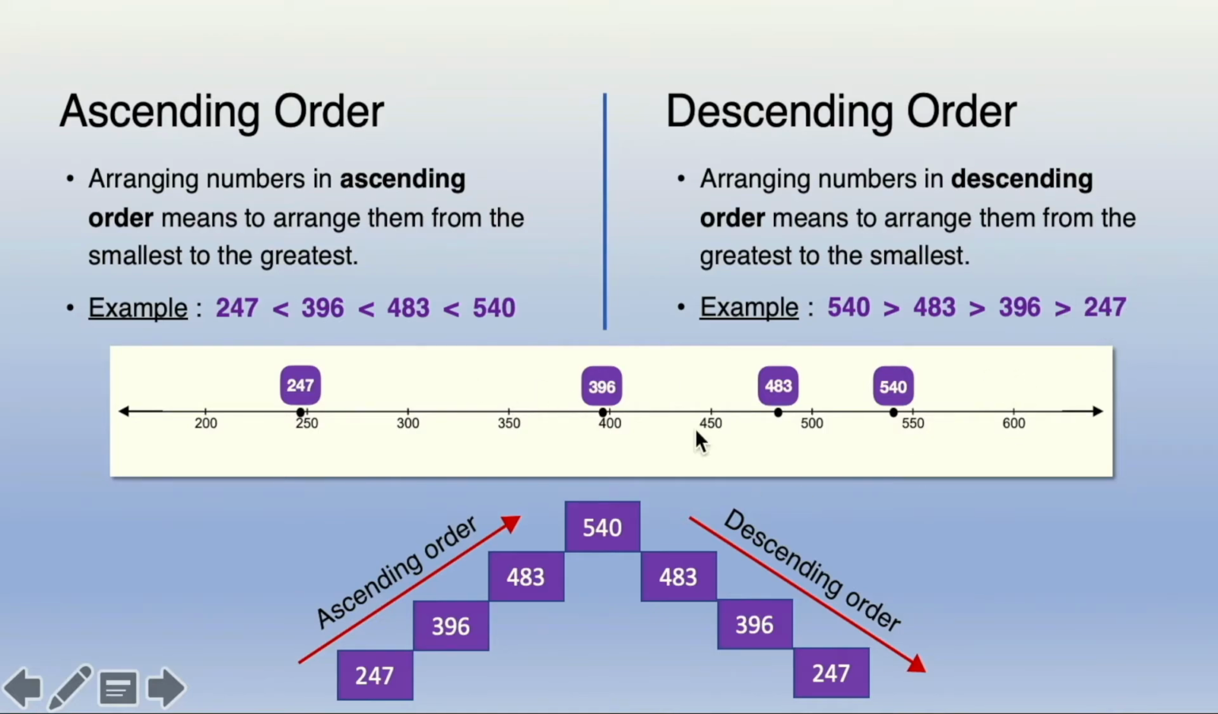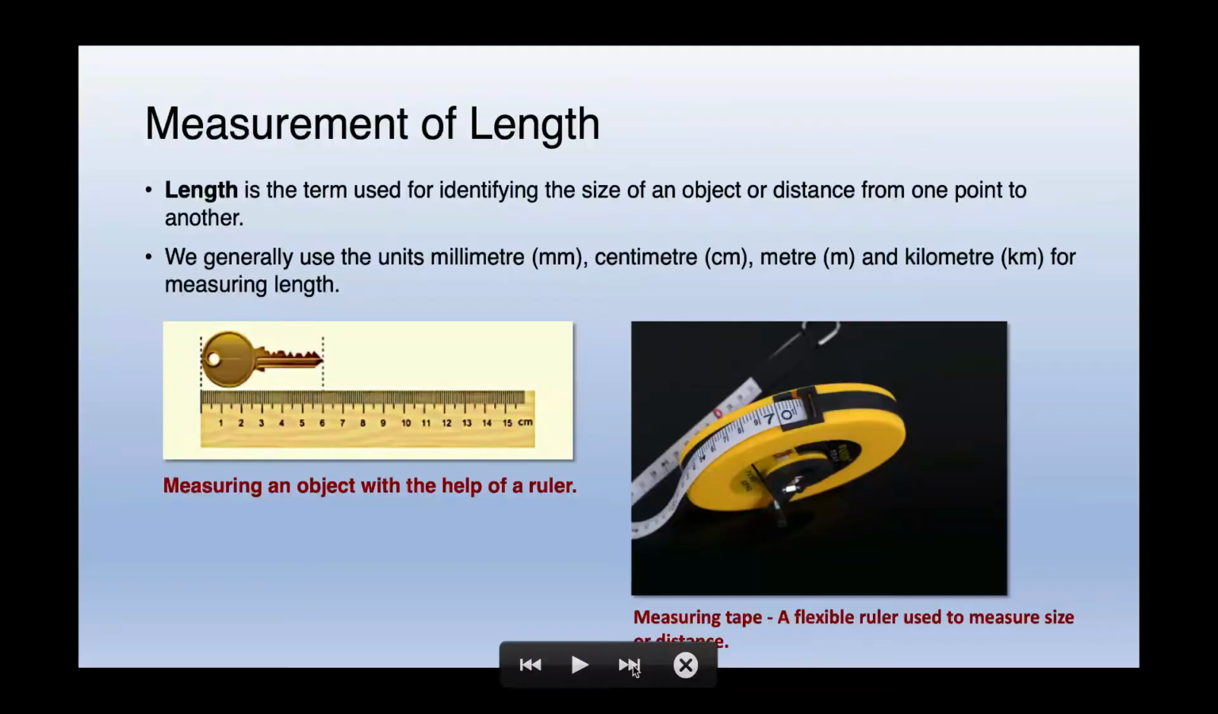So along the number line, when we are arranging numbers in descending order, we are moving from right to left. First comes the number 540, which is greater than the number 483, which is greater than the number 396, which is greater than the number with the least value, that is 247. And this is the descending order of the four numbers, that is, the numbers are decreasing in their values.